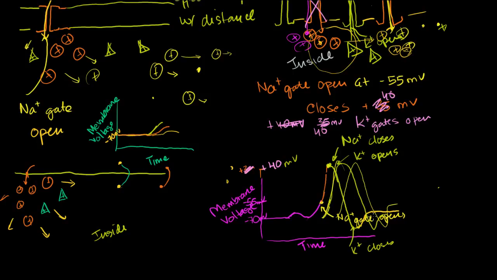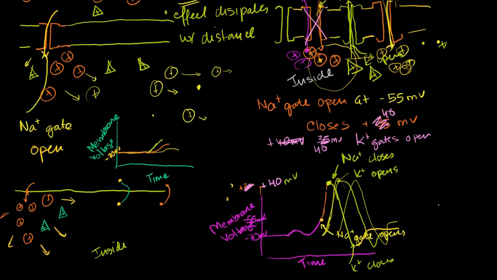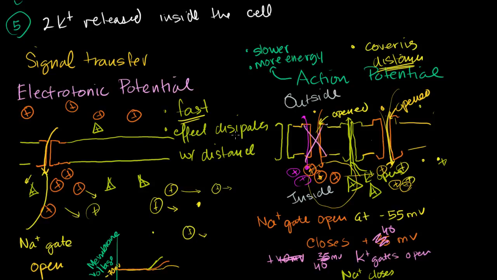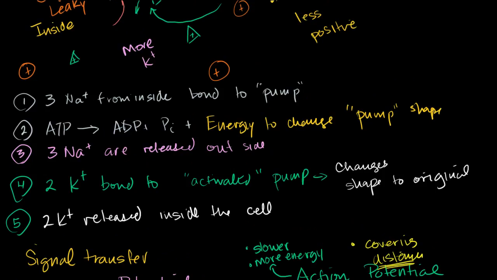So we need to think about, well, gee, how could a cell use both of these things to optimize those trade-offs between signal dissipation and speed? And this is exactly what the neuron does do.